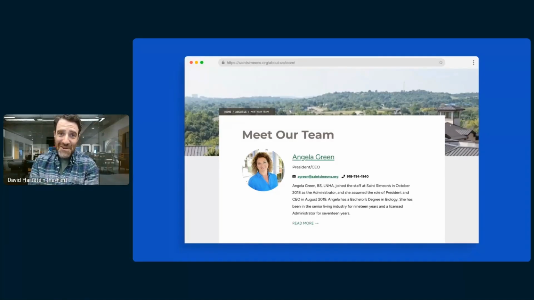We're just big fans of putting some time into your team and your board pages. Can be a relatively easy way to build trust with visitors. And also sometimes is really surprising to organizations how many visitors actually do visit these pages, care about these pages.